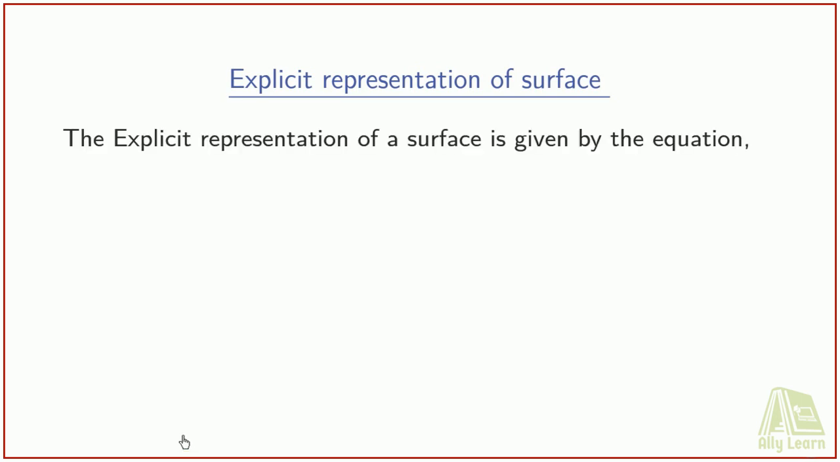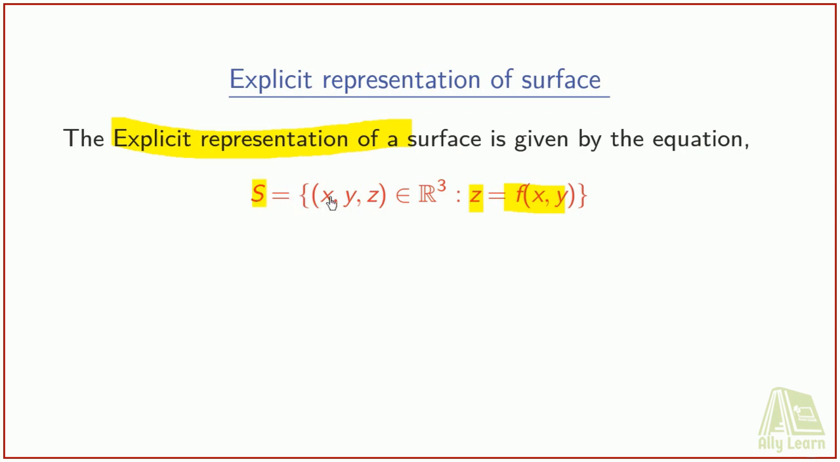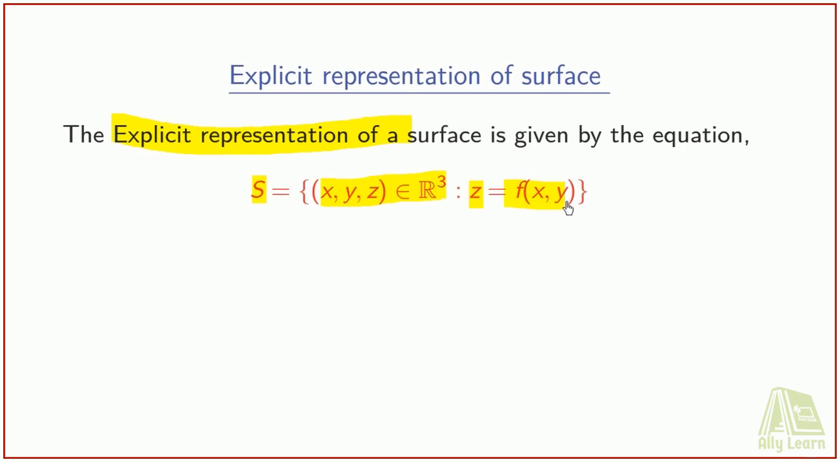So, explicit representation of a surface is given by the equation S equals all those x, y, z in R cube such that z equals a function of x and y. Now, this is called explicit representation, in which one variable can be expressed as a function of two variables. So in explicit representation, the surface is the collection of all those points in R cube such that one variable is a function of the other two variables.